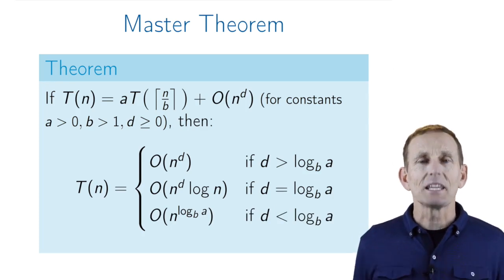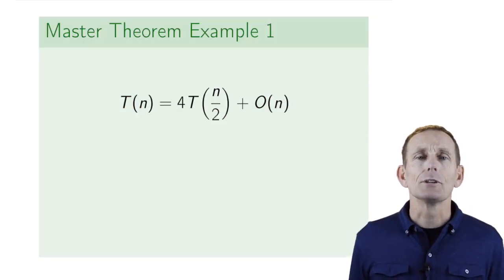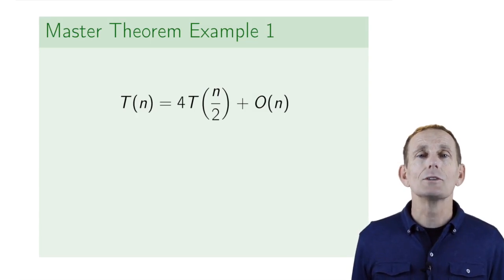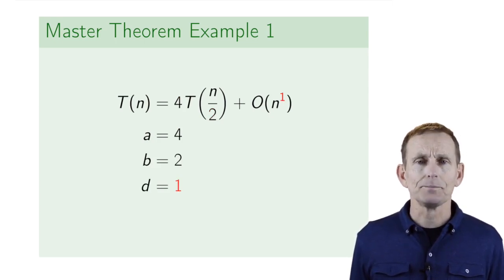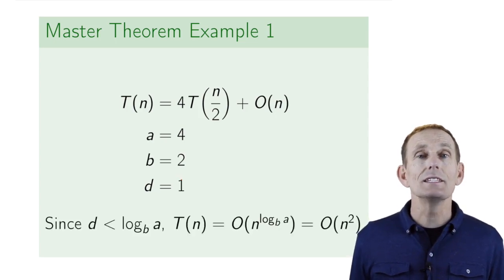So let's look at some applications of this theorem. Here's one where we go back to the polynomial multiplication. Here a is 4, b is 2, and d is 1, because big O of n is just big O of n to the 1. And we look at the relationship between d, which is 1, and log base b of a, which is log base 2 of 4, or 2. Well, clearly d is less than log base b of a, so we're in case 3. Therefore, T(n) equals big O of n to the log base b of a, or just big O of n squared.